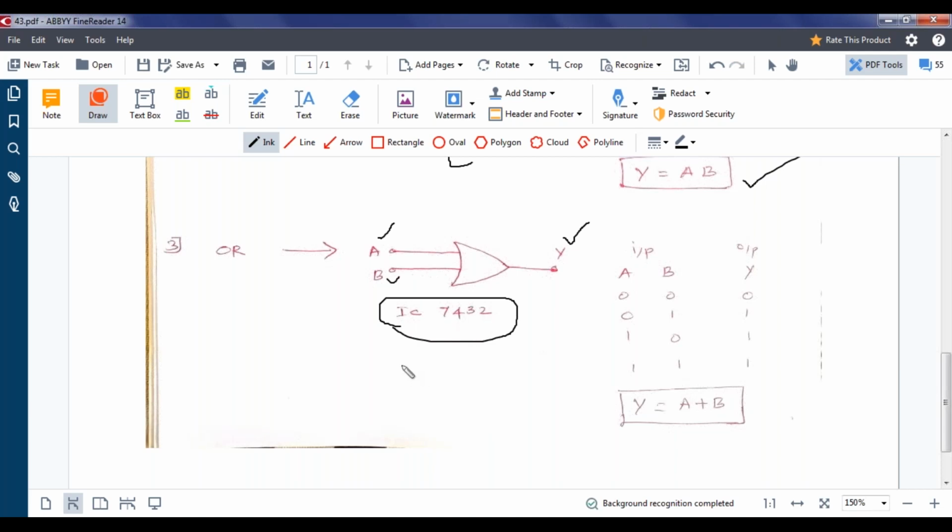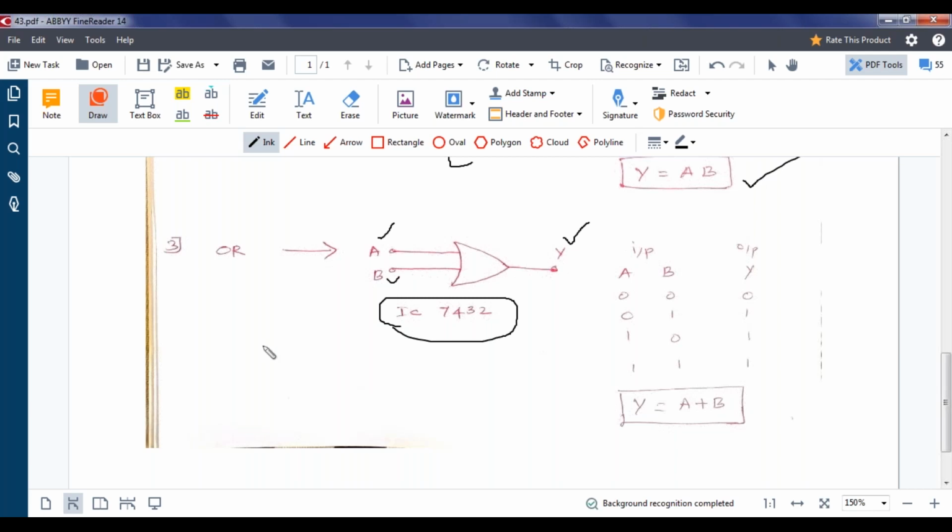Why? Because maybe the exam is conducted online, by MCQ pattern. So you will be getting questions like this. What is the IC number for OR gate? What is the IC number for AND gate? And what is the IC for NOT gate? So you will be getting questions like this. அதனால வந்து you just please memorize or you just please keep in mind the IC numbers.